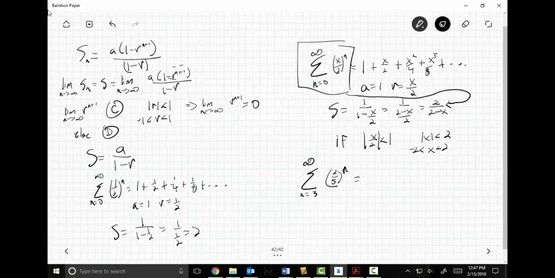List your first few terms. This is going to be 2 cubed over 5 cubed. That's my first term. Plus, now I have to multiply through by that again, right? I get 2 to the 4th over 5 to the 4th, plus 2 to the 5th over 5 to the 5th, plus 2 to the 6th over 5 to the 6th, plus dot, dot, dot. Now, you see that to get from one term to the next, my common ratio is 2/5.